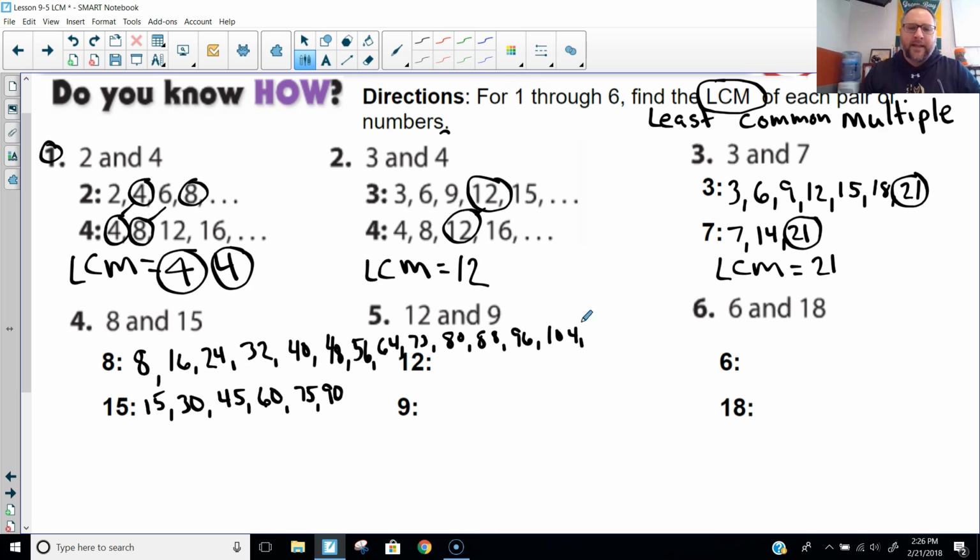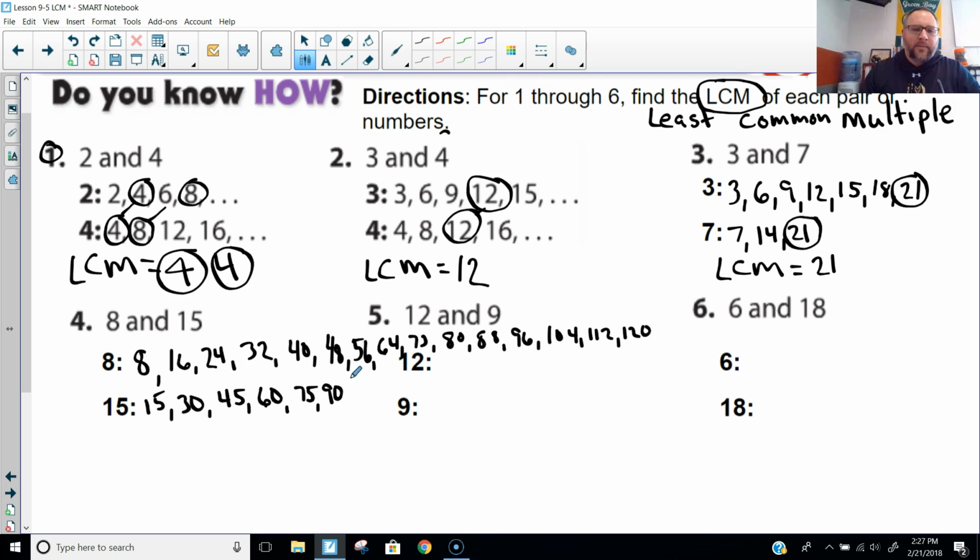Alright, at this point I'm just going to keep on adding 8. So 104 plus 8 is 112, and 112 plus 8 is 120. That's a pretty good list I have going on right there. Holy moly. So I'm going to go back down to the 15s.